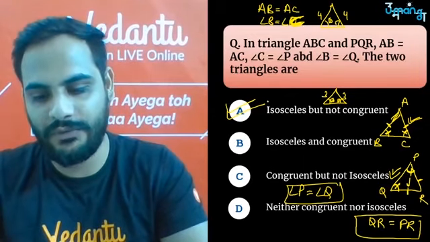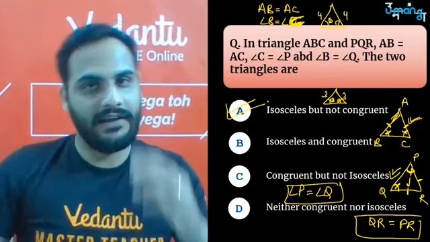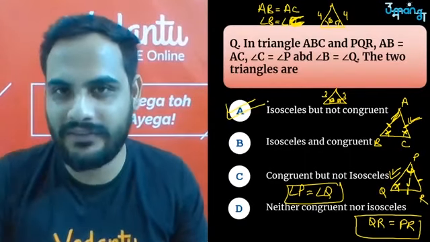Okay, so these are some of the students who have given the correct answer because they are isosceles but not congruent. So think a little carefully.